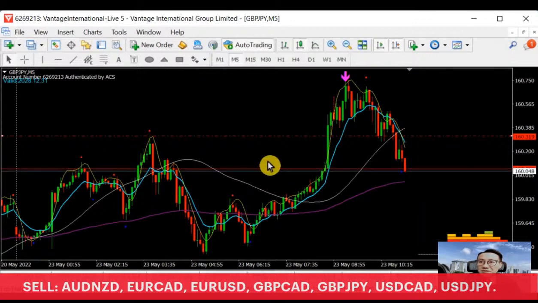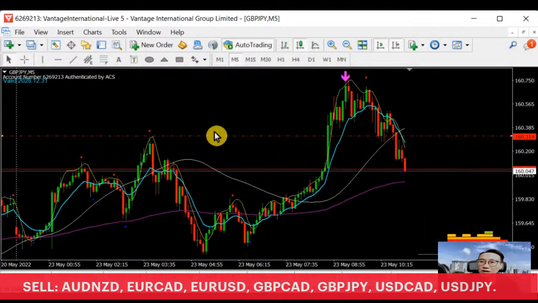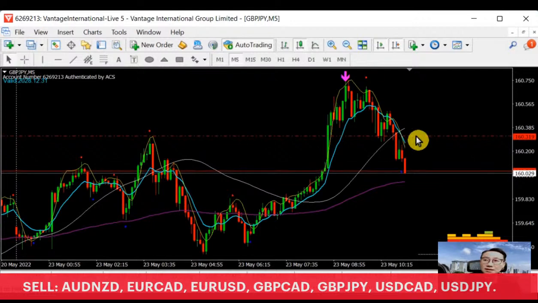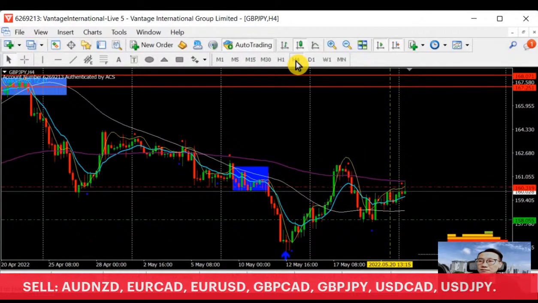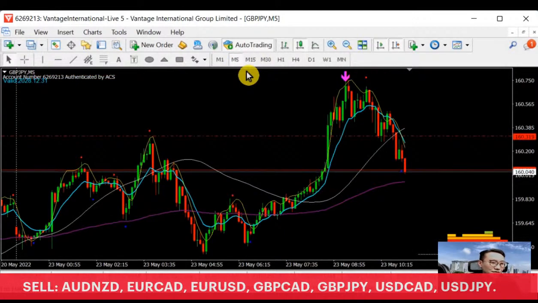We have about 18 pips of space before it hits the support level. So just hang on for a little while. Okay, Pao Yen, just wait first.